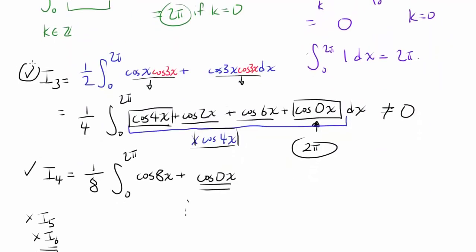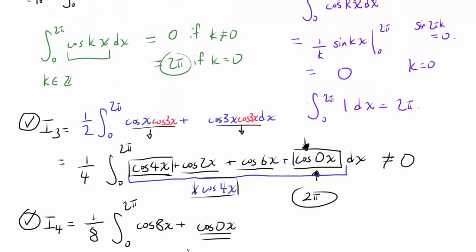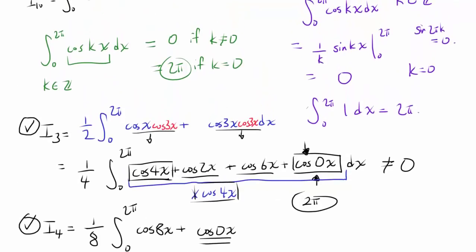Let's look at I sub 3 and I sub 4 in particular, because they actually turned out to yield a value other than 0. So let's look at this. How did we get cosine of 0x? Because when you have cosine of 0x, you're done. All of these other terms, cosine of 4x, cosine of 2x, and cosine of 6x, are going to turn out to be 0 when you integrate from 0 to 2 pi. Having cosine of 0x is the only way you're going to have a non-zero value. So let's look at how cosine of 0x came about.